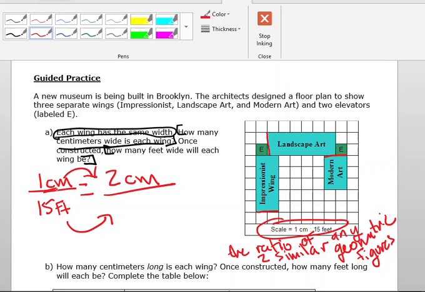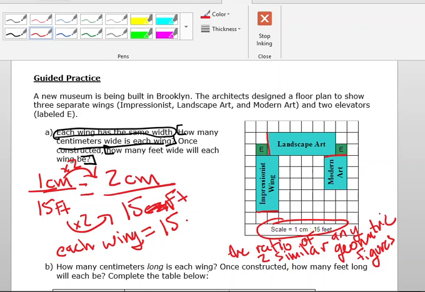And so in order to get from 1 to 2 centimeters, I multiplied by 2. So in order to get from 15 feet to my correct ratio, I have to then multiply feet by 2. So that's going to be 15 centimeters. So each of these wings, each wing is 15 centimeters wide. Sorry, 15, forgive me, feet wide.